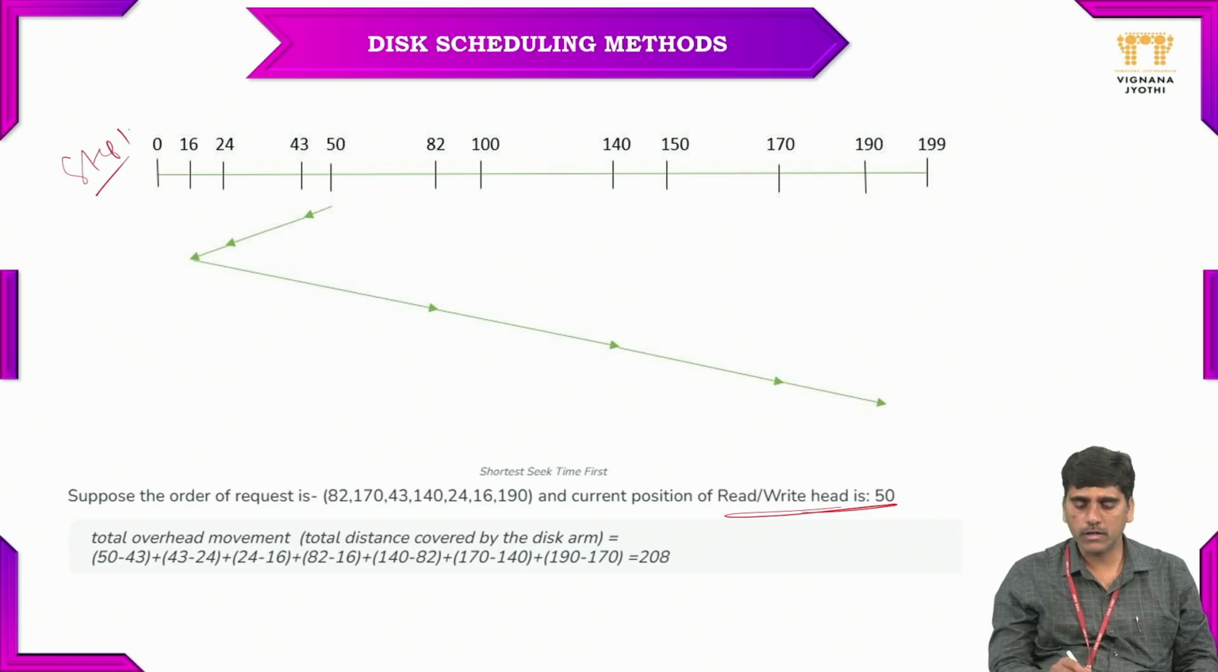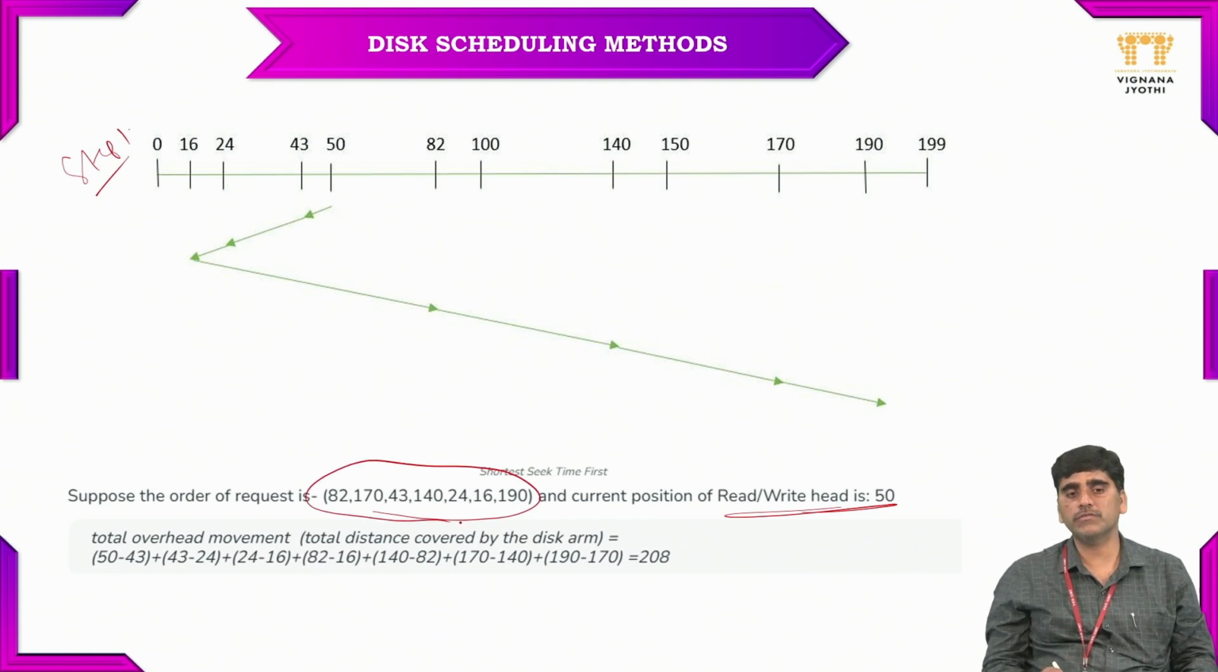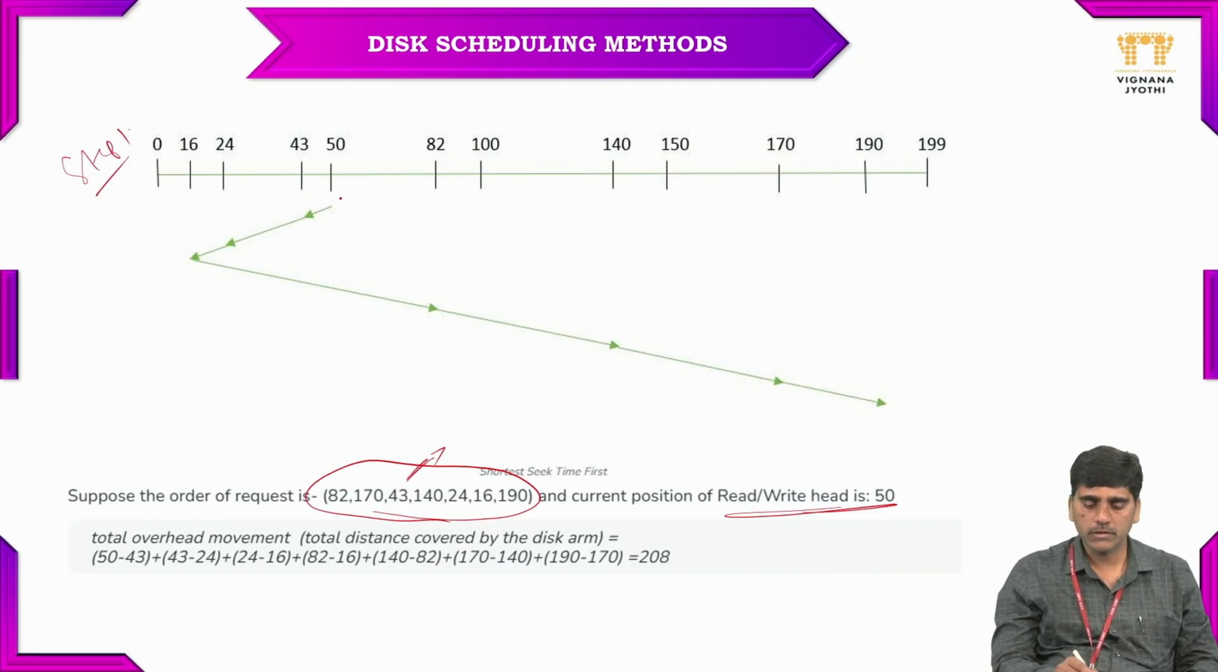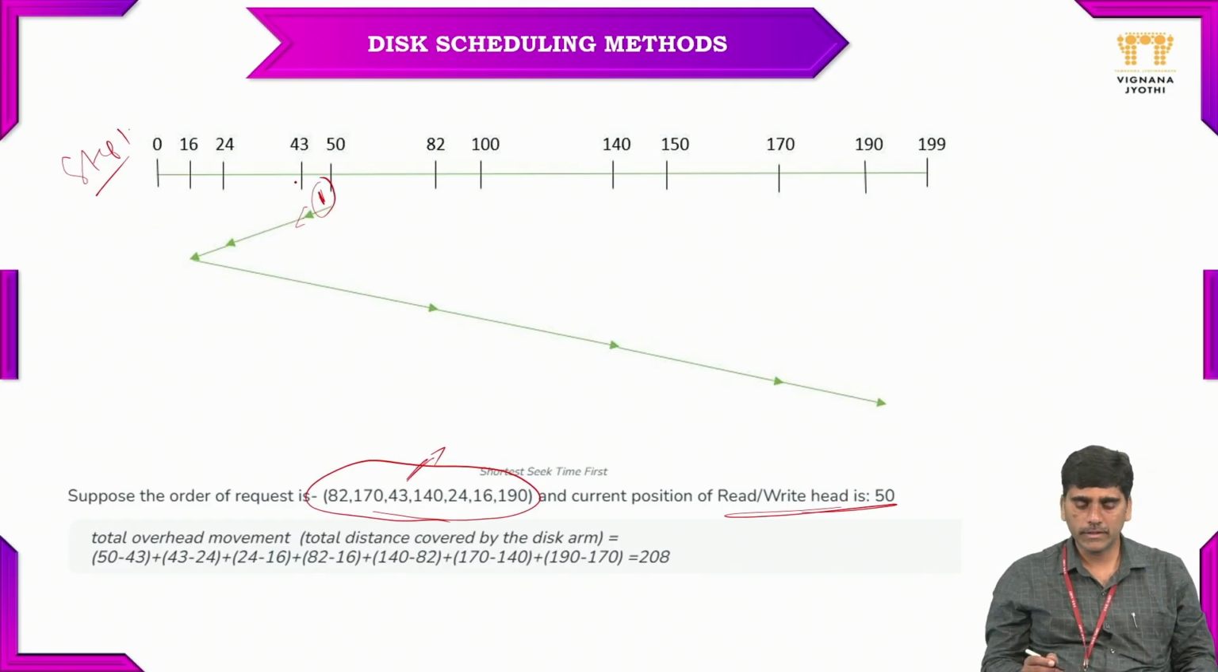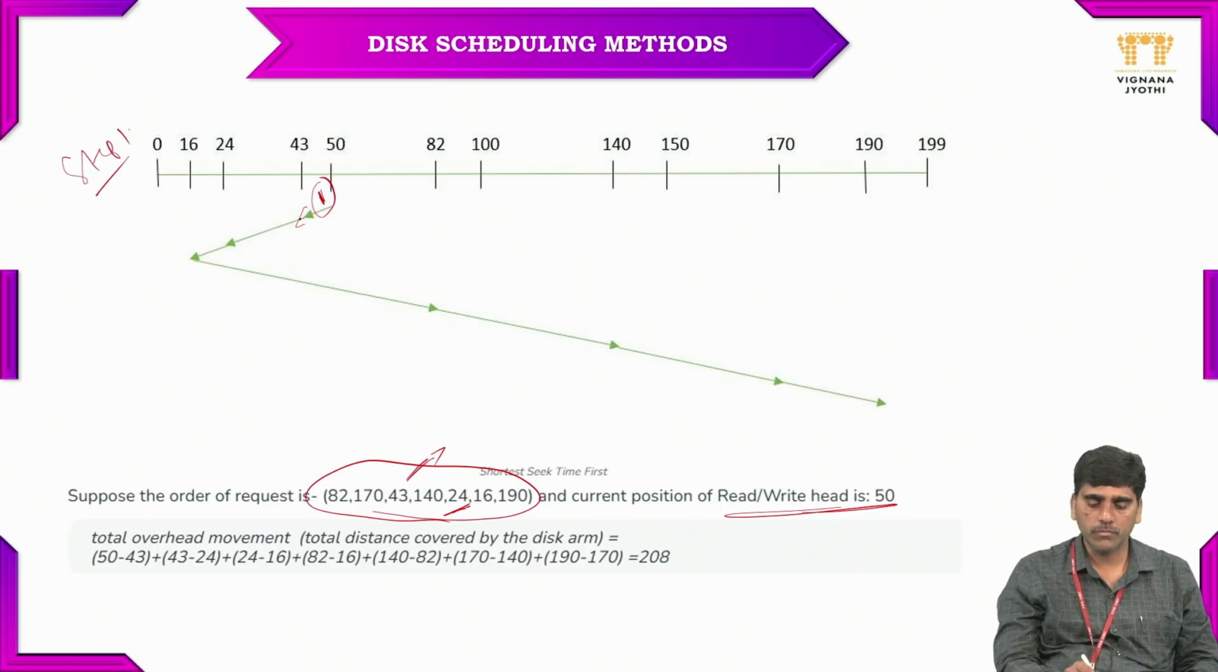The current position is 50, and from 50, which is nearer, which has the least seek time? 43 is the shortest seek time compared with 50. So it has been moved from 50 to 43. This is the first movement. After 43, which is nearer? 24 is the nearest, so we move forward to 24. This is the second position.